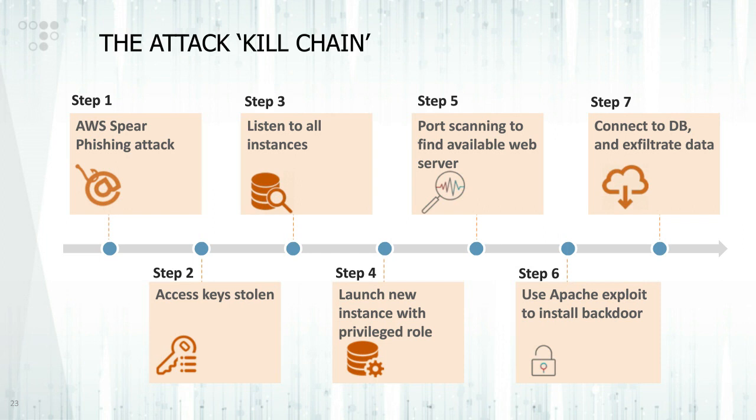Then in step 4, they began lateral expansion by launching a new instance with a privileged role using the access credentials that they had and the permissions that they had. And from that instance, in step 5, they began running a series of port scans within the cloud environment in order to look for available web servers that they might have access to.